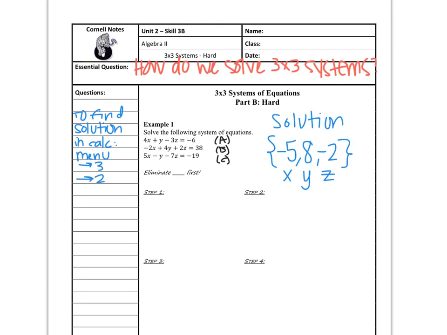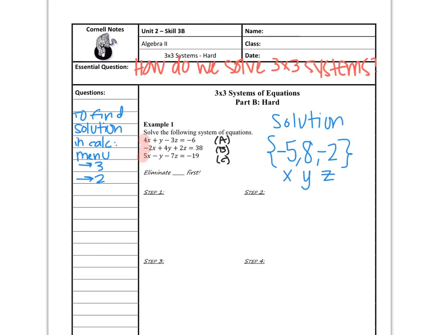Next step is to look at your variables and their coefficients. So I have a 4x, a -2, and a +5. I could probably eliminate with equation A and equation B with x's pretty easily, but it's going to be a little tougher to eliminate with equation C because that 5 doesn't go nicely into 4 or into 2 or vice versa. Okay, so we'll pause on that for a second.